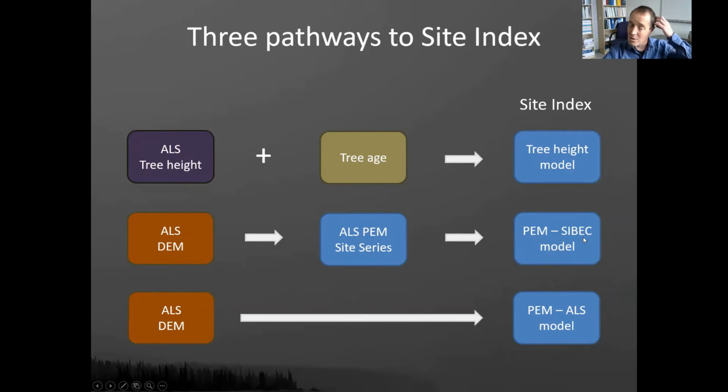Now the third framework was going directly from the aerial laser scanning and the DEM derived layers and using them to directly create models of the site index, which I'm going to refer to as the PEM ALS models.